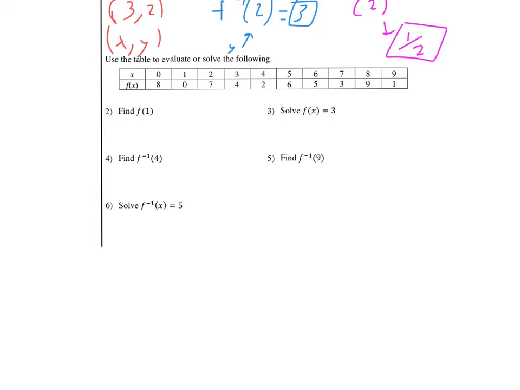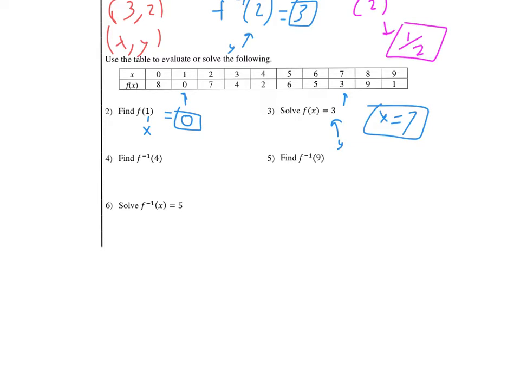All right, next up we're going to use this table. It's important to remember that when we have f of 1, this is referring to an x value, and so our answer is going to be a y value, which is this one right here, 0. Now, when they say f of x equals 3, the 3 is on the outside, so that's referring to a y value. When y is 3, we can see right here that x is 7.